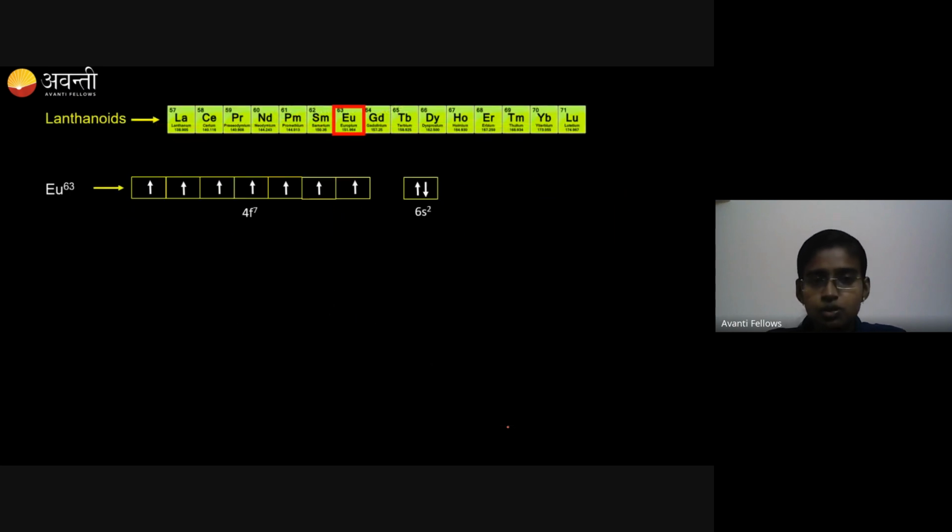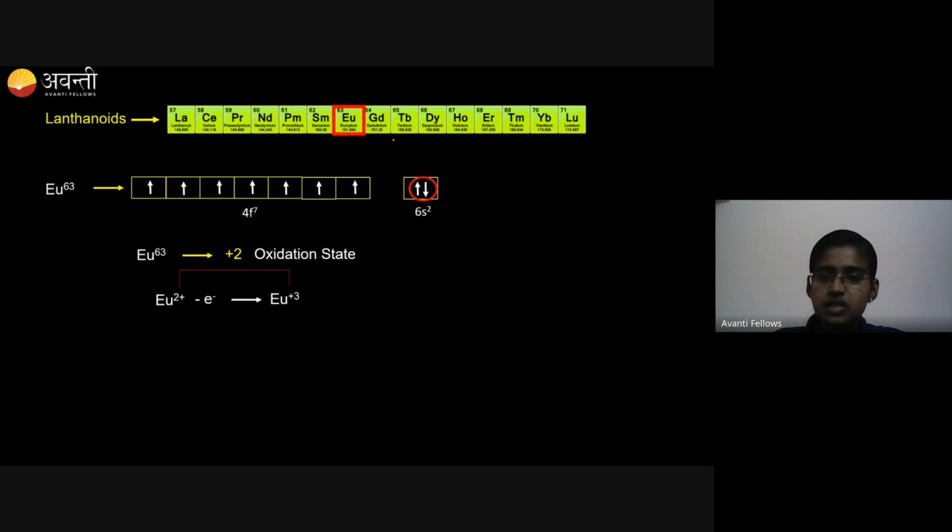Now coming to europium. Europium configuration is 4f7 and 6s2. So 4f7 is half-filled configuration, which is more stable. So europium will not give electron from its 4f subshell. So only the 2 electrons which are present in the 6s orbital will be removed. So it exists only in +2 oxidation state.